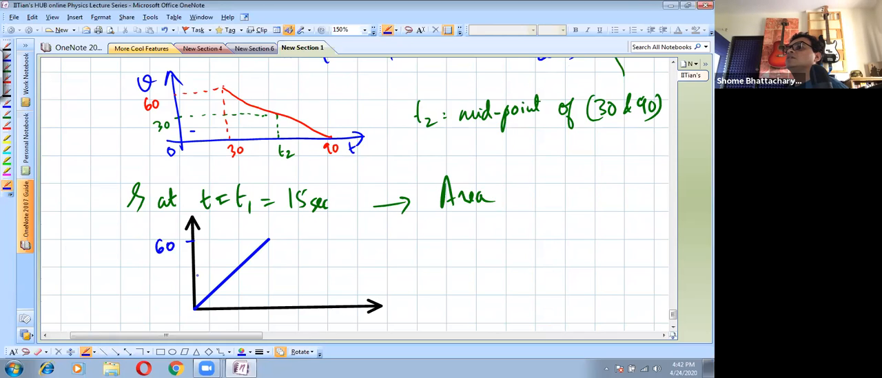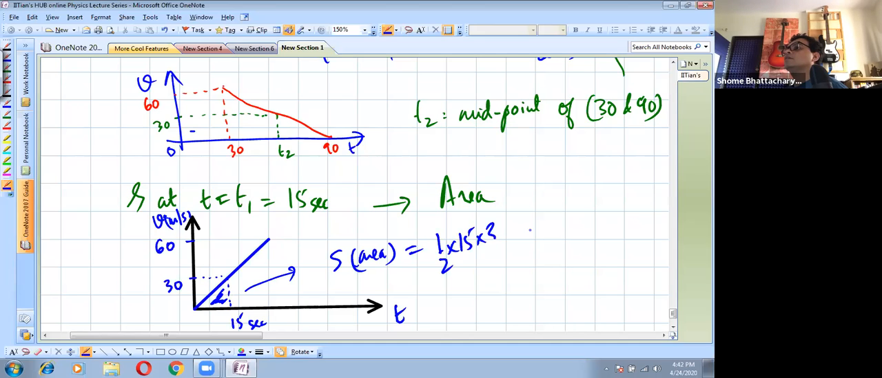This was 60. Somewhere here was 30. Correspondingly, this time was 15 seconds. So I have to calculate this area to get this. So that area is half base into height. So 225 meters. So that is the displacement at the first instant when the velocity becomes 30 meters per second.